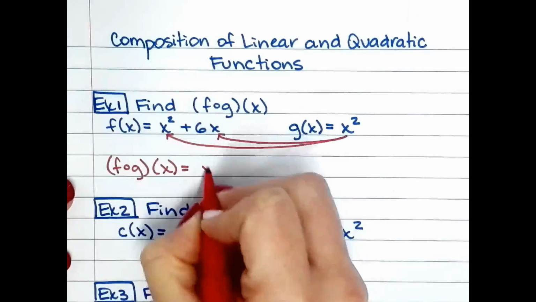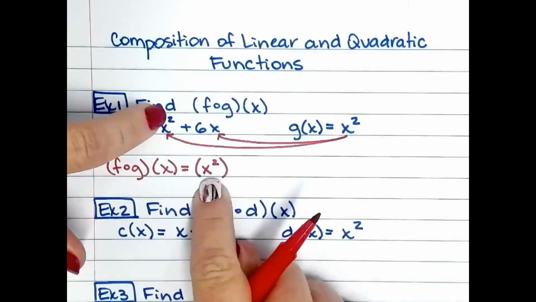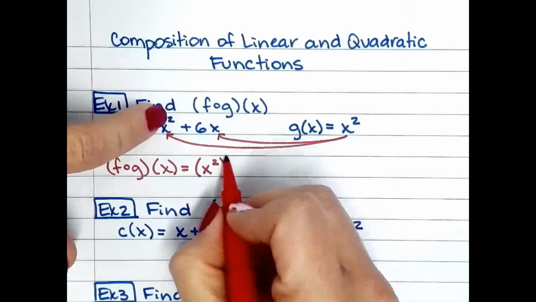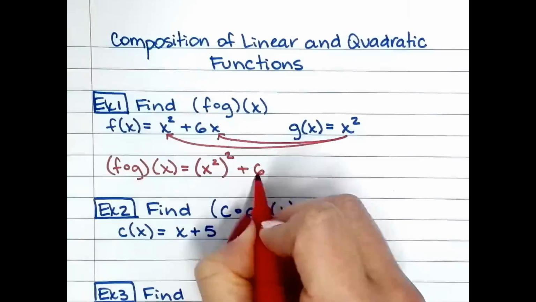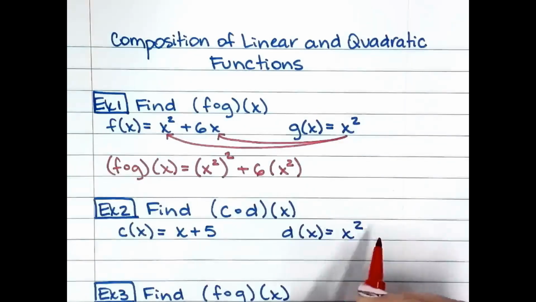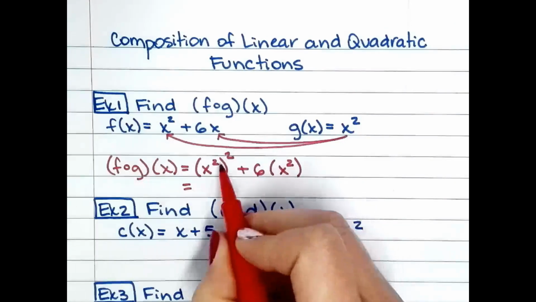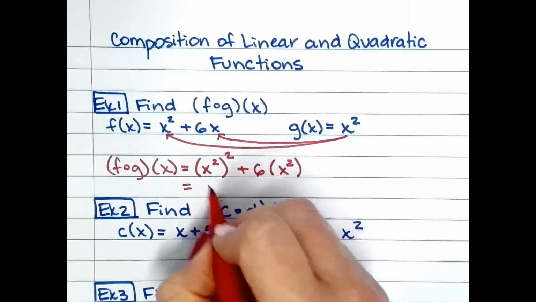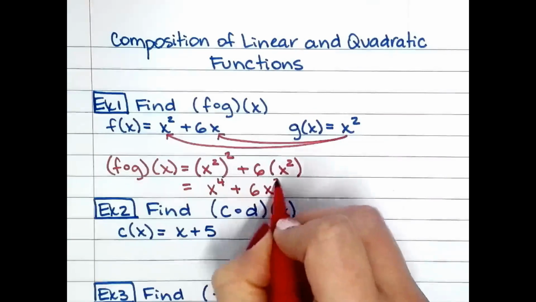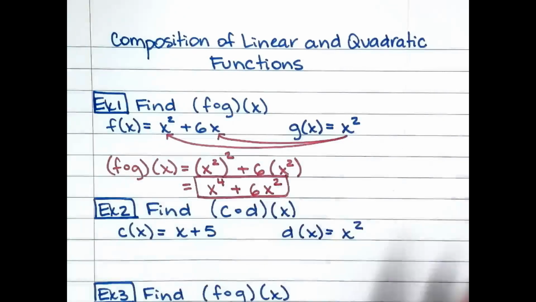I have x squared. Oh, but this one is already squared, so I have to square it. Plus 6, and then x squared. Now we have to simplify this. A power raised to another power, you multiply. So x to the power of 4 plus 6x squared. This is the main idea. This is the easy concept.